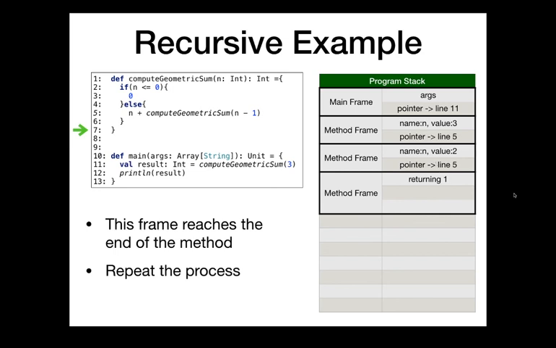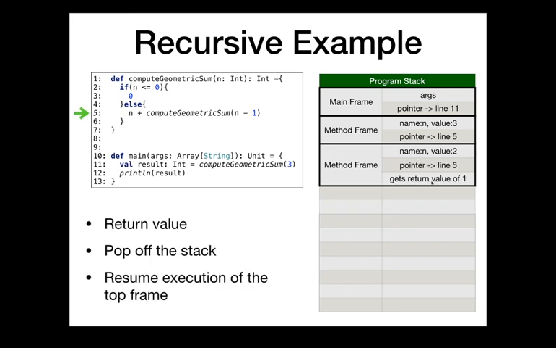I'm going to keep repeating this process. Return 1. This frame gets the value of 1 from its recursive call. So it said compute geometric sum of 1. And it said I'm just going to believe that whatever you give me is going to be the correct value. And it happens to be the correct value. We got the value of 1. So that assumption was correct in this case. And it's correct because that 1 was computed based on a recursive call that got the base case. The base case was true.